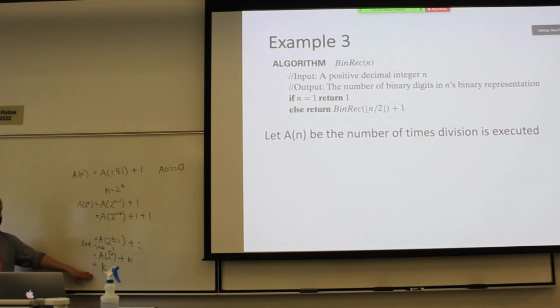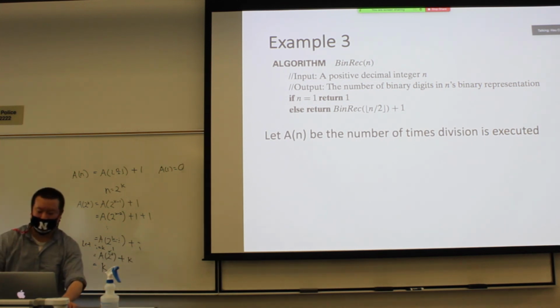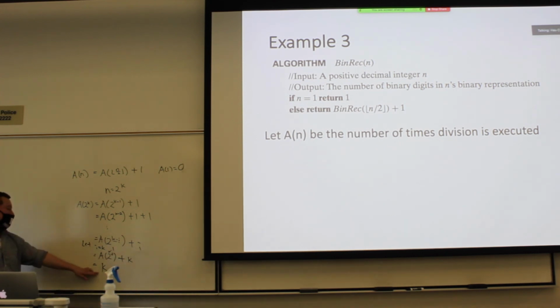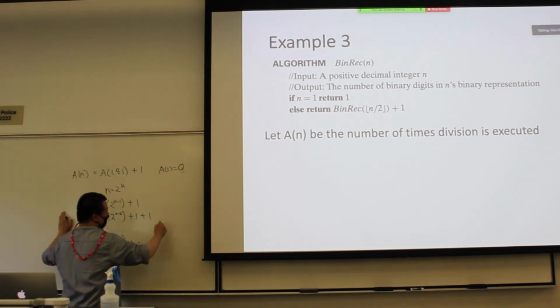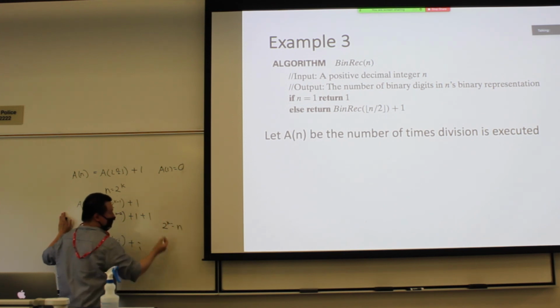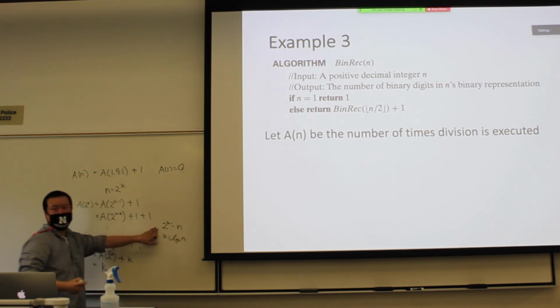Now we're not exactly finished, right? Because we want to count the number of times the operation is running, so we need to convert this back to n. How do we convert this back to n? We solve for n. We have 2^k equal to n, so we take the log of both sides. So we have k equals log base 2 of n.